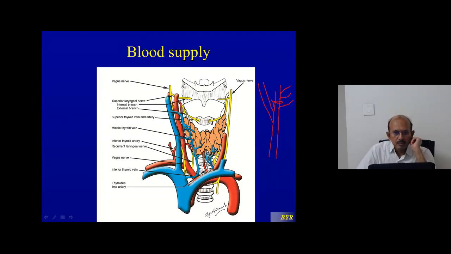The external laryngeal nerve, it supplies what structures? This is the external laryngeal nerve. Actually, it is accompanying the superior thyroid artery. It supplies which muscle?